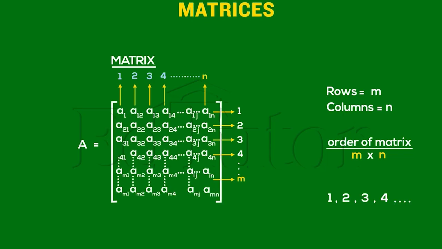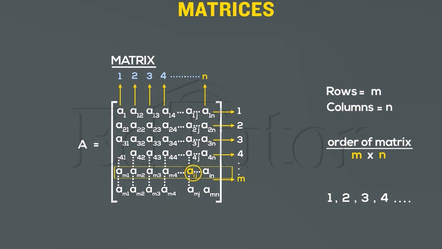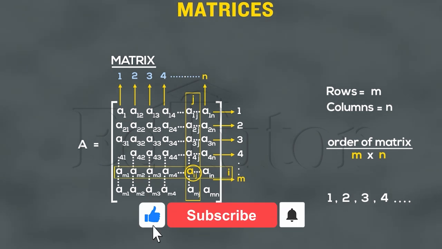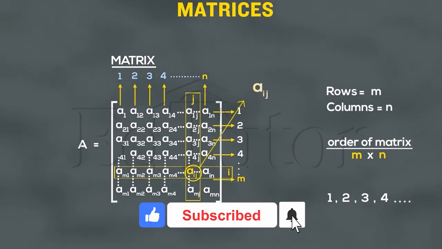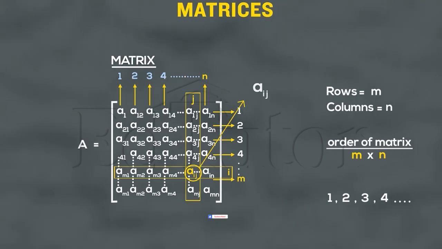Now, let's say I chose a random element of this matrix. This element obviously lies in some random row. Let's call it row i for now. And of course, it also lies in a random column. Let's call it column j. Thus, the location of this element can be specified by the intersection of row i and column j. This is the simple trick that helps us identify the location of any element in a given matrix.